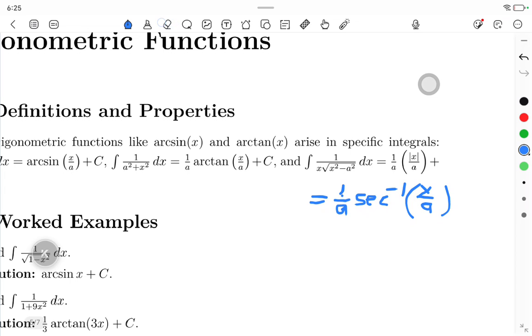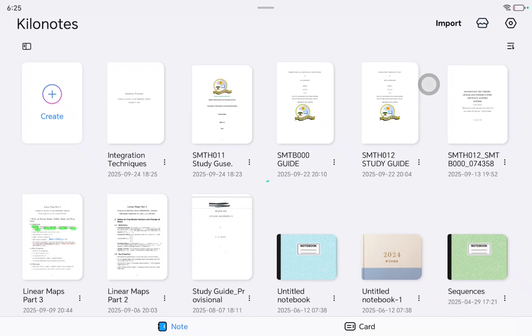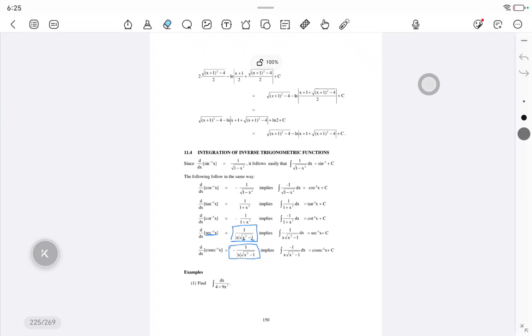So now we say that if a is 1, then this will just be 1 over 1 arcsec x over 1 plus c. That's why we got this. So you'll see when we are proving most of the things that it's going to be that simple. So let's go and look at the examples now. I think it would be much better if we just look at the examples and then we explain, right? So let's look at the first example.